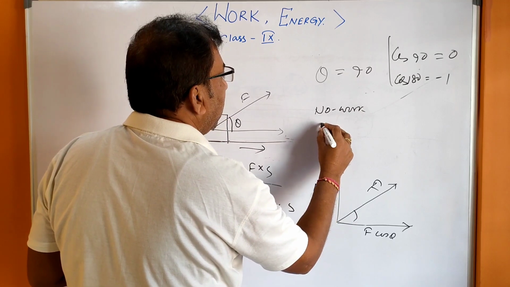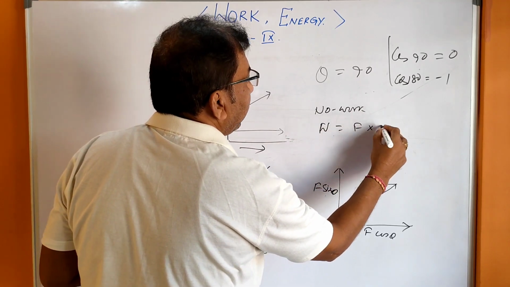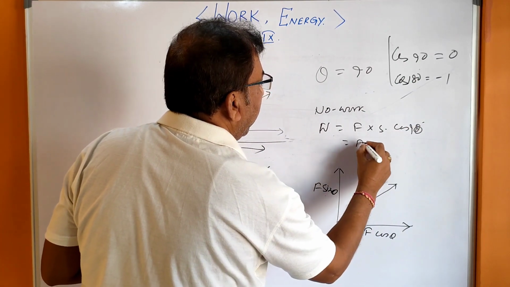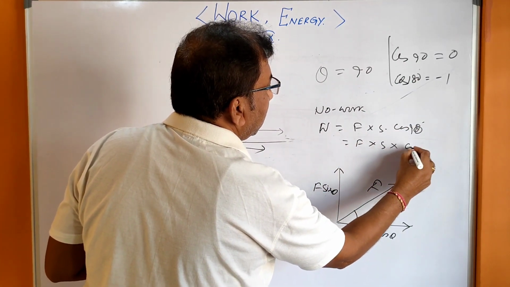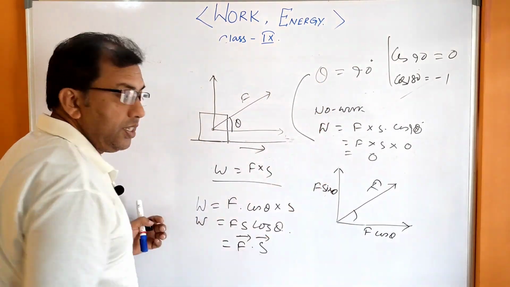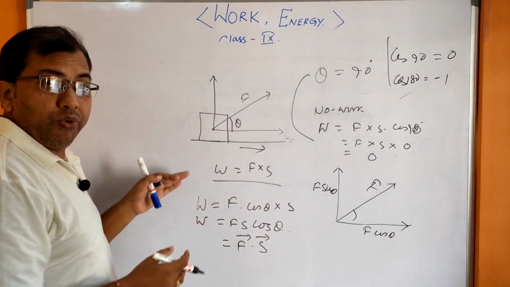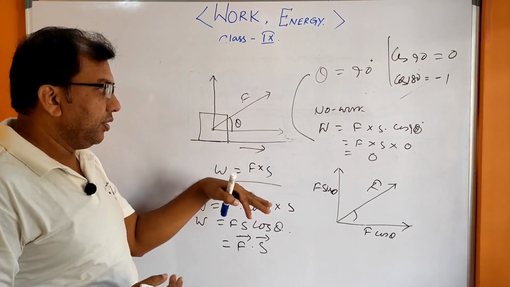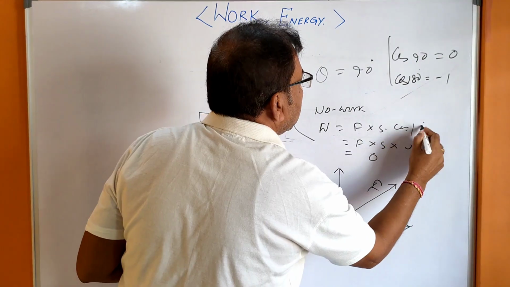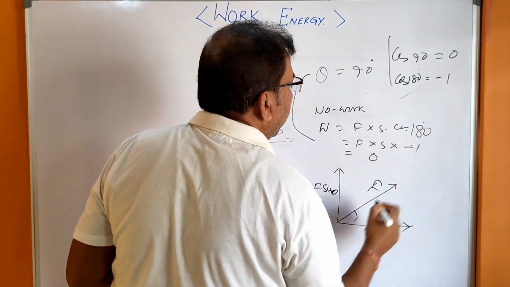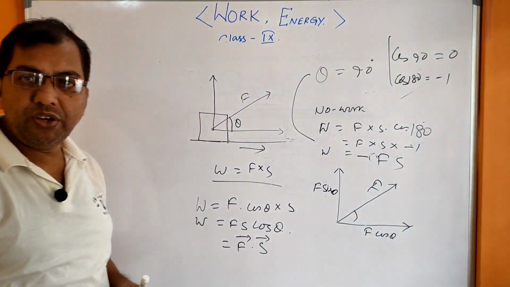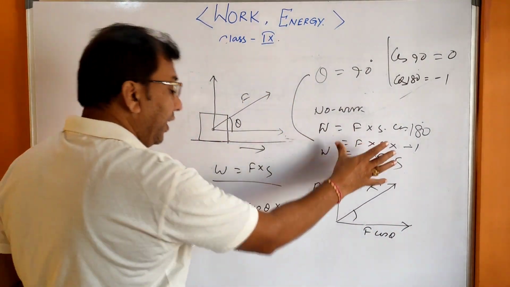Because W equals Fs cos theta, cos 90 degrees equals F into S into 0, it is 0. In case of 90 degrees, the work done is 0. In case of 180 degrees, cos 180 degrees will be minus 1, so the work done is minus F into S. This is the case of negative work.